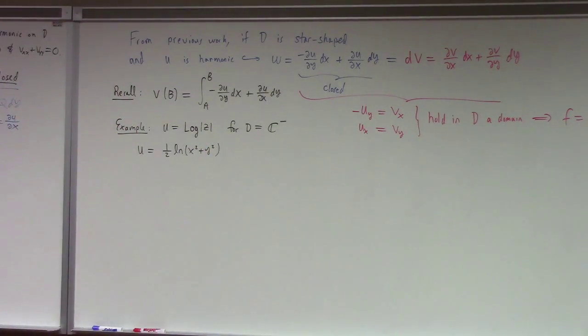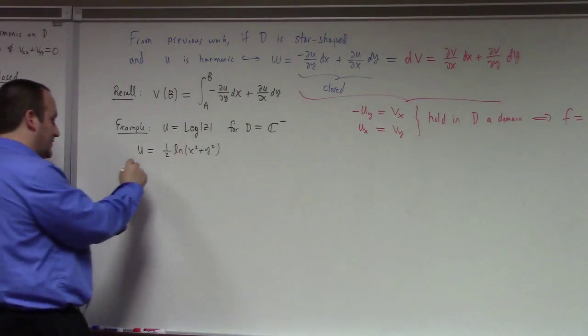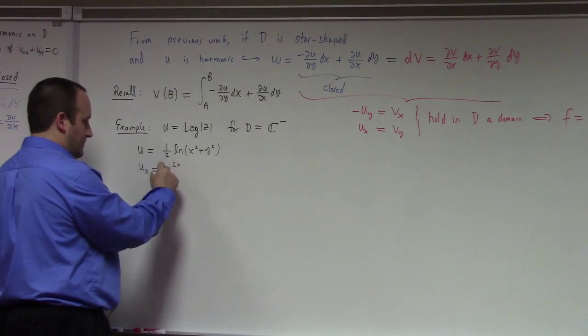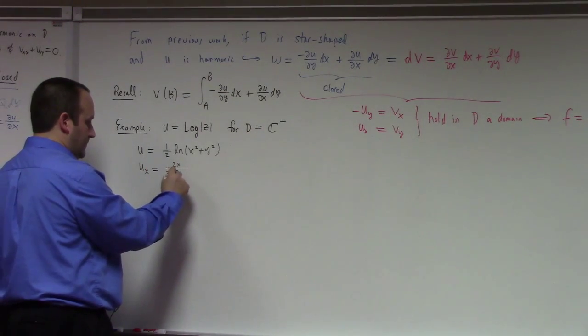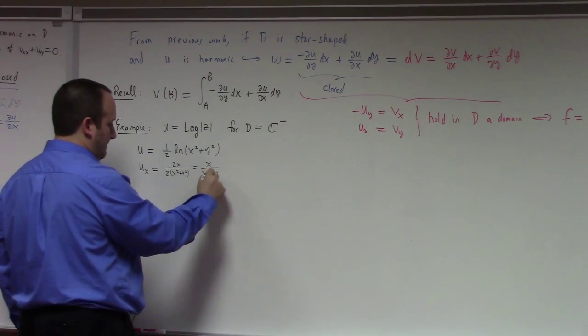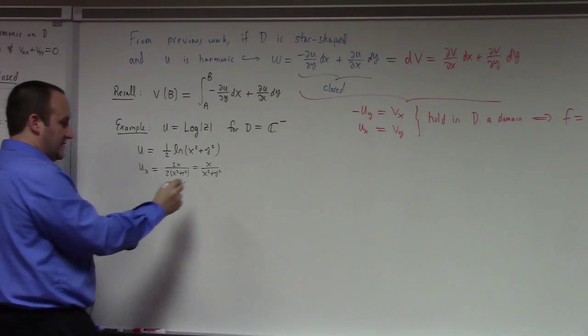I mean, the modulus of z is real. So the complex logarithm just breaks back down to the regular logarithm. And the square root pulls out to 1/2. And so you can easily calculate u_x as what? x over x squared plus y squared, right? So what's u_xx?